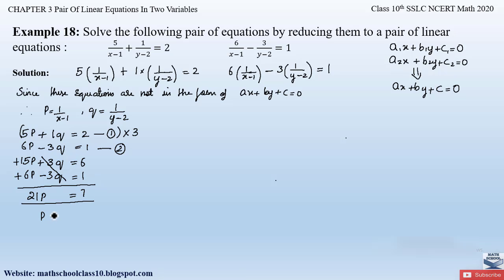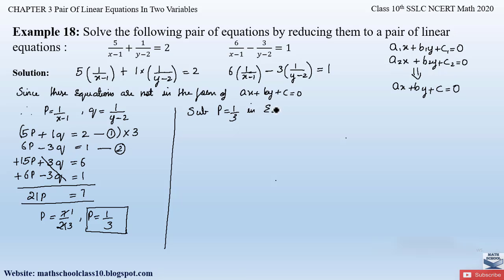So therefore P is equal to 7 divided by 21. Cancelling, 7 one time, 7 three times. So we got here P value is equal to 1 by 3. Now let us substitute this P value in equation 1 or 2. So let us substitute P equal to 1 by 3 in equation 2.